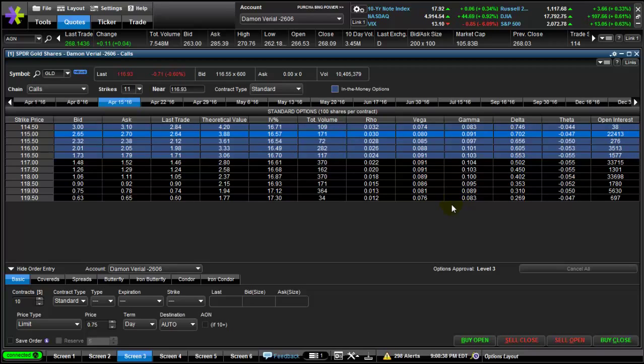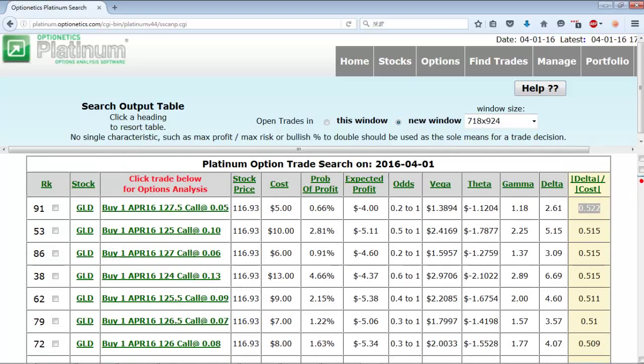Delta is actually quite high. You don't have to buy only one or two. It costs you $500, so it's a lot more expensive. So there you go. It doesn't really work out that well when you compare it to these.